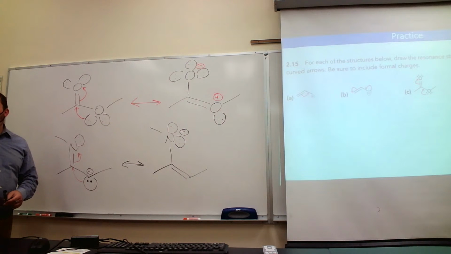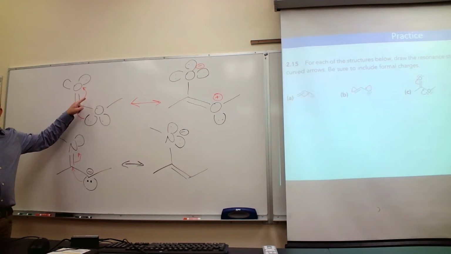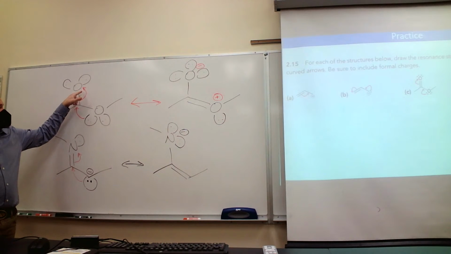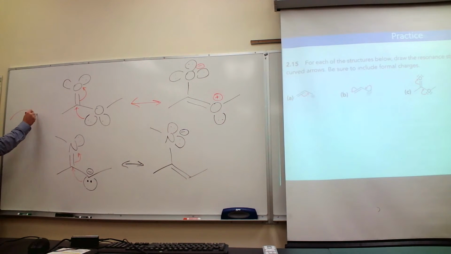One more note about being picky about arrows. These curved arrows, always make sure you draw them double barbed, meaning a full arrow. Don't do it like an equilibrium arrow with a single barb. If you draw a curved arrow like that, that means that only one of the two electrons moved.